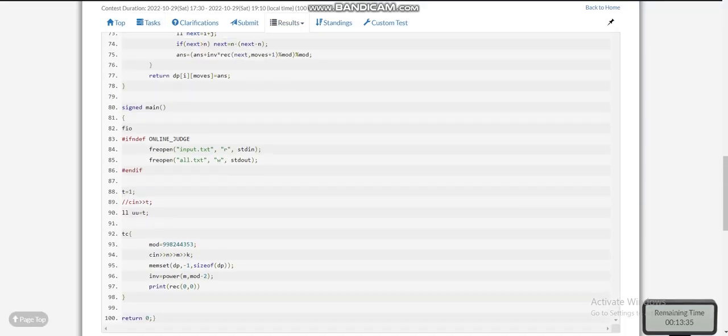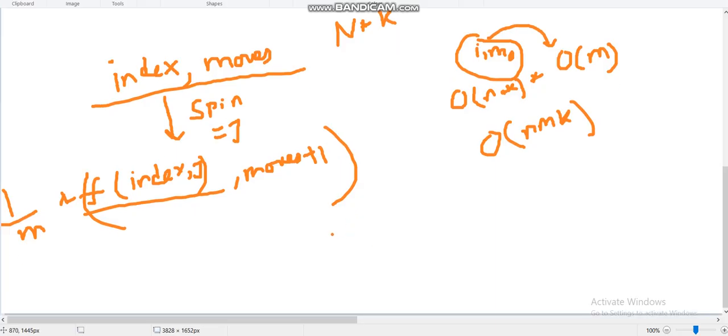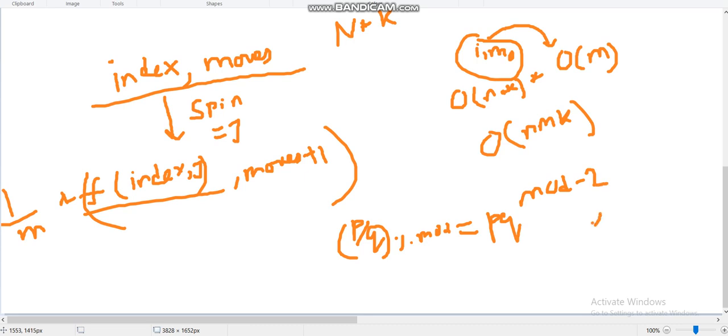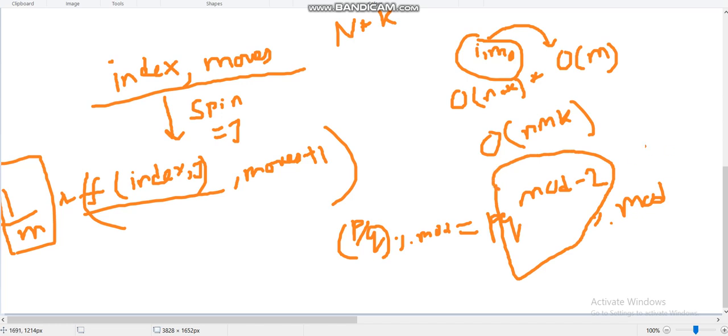Here is my solution. I have taken the input here, and this is a mod value. I hope you know this. So let's say we have to print the answer p by q modulus something. It would be nothing but p into q to the power mod minus 2, percentage mod. I hope you got it. Here we are just doing 1 by m, so our q is fixed, so we will store this value, q to the power mod minus 2, as inverse, and we'll just multiply inverse with p whenever required.